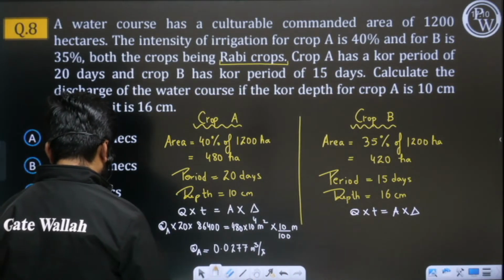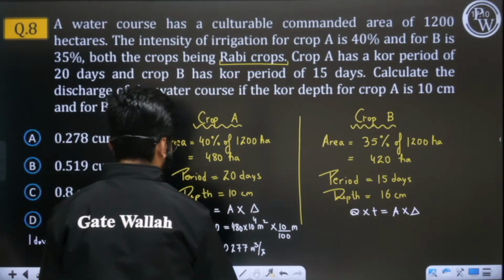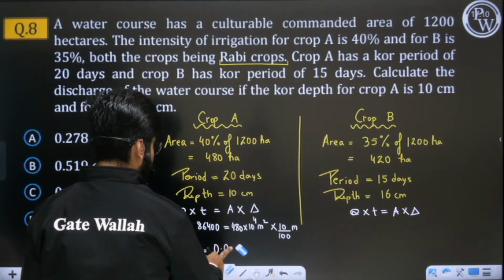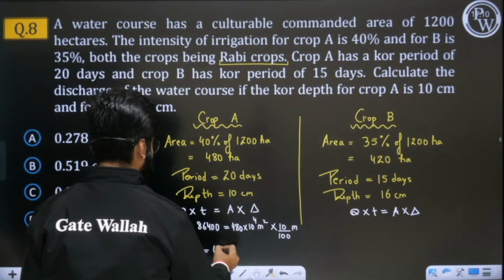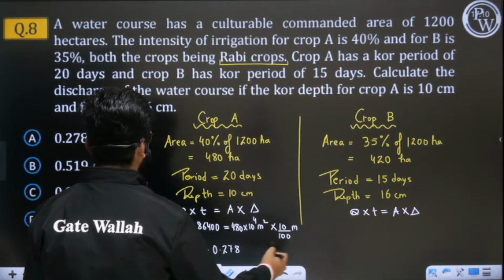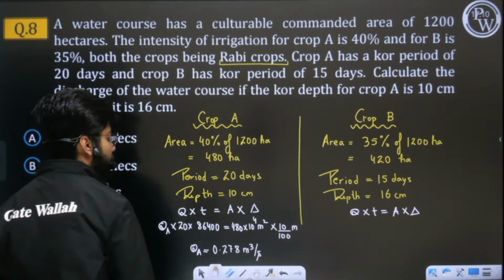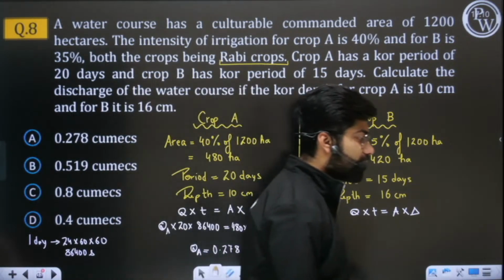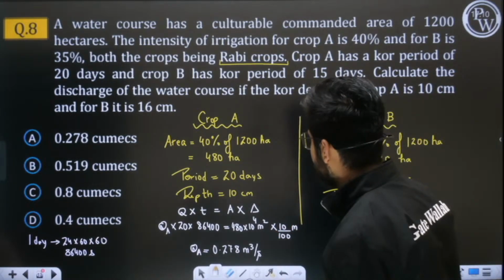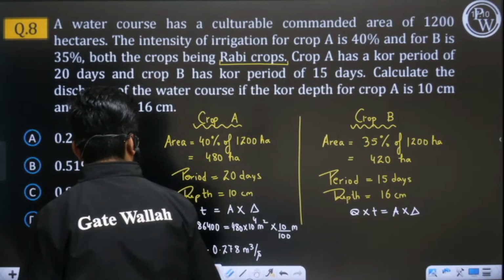I hope you have solved it correctly. See, this is wrong. It is 0.277. The 7 will be repeated, so you can round it off. I hope now you are getting it correctly. Now I think you have found the answer. So it will be 0.278 meter cube per second.